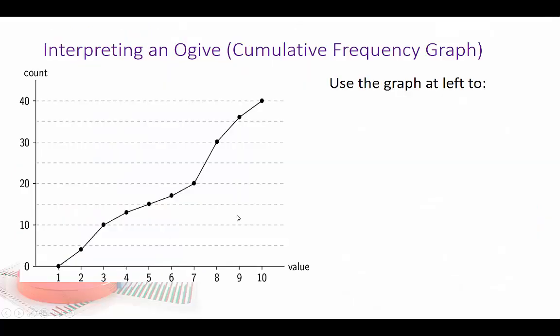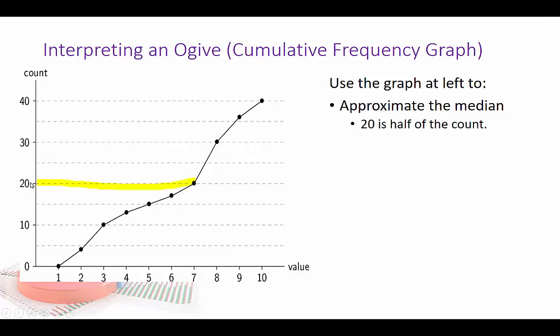Okay, so we're going to go ahead and practice interpreting an ogive. These are called ogives, by the way, also known as a cumulative frequency graph. And we're going to, first of all, approximate the median. Now, this one's a little different because it doesn't show percent. But I can still use it because I can see that I have 40 in my count, so that'll make life pretty easy. And the median between 0 and 40 would be at 20, right? So 20 is half the count, and I can see that it's 7, roughly. So I would say the median is approximately 7.